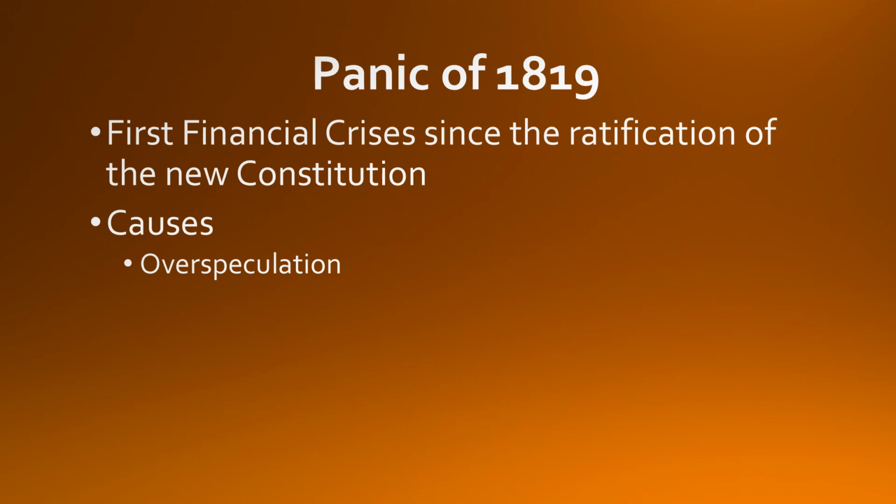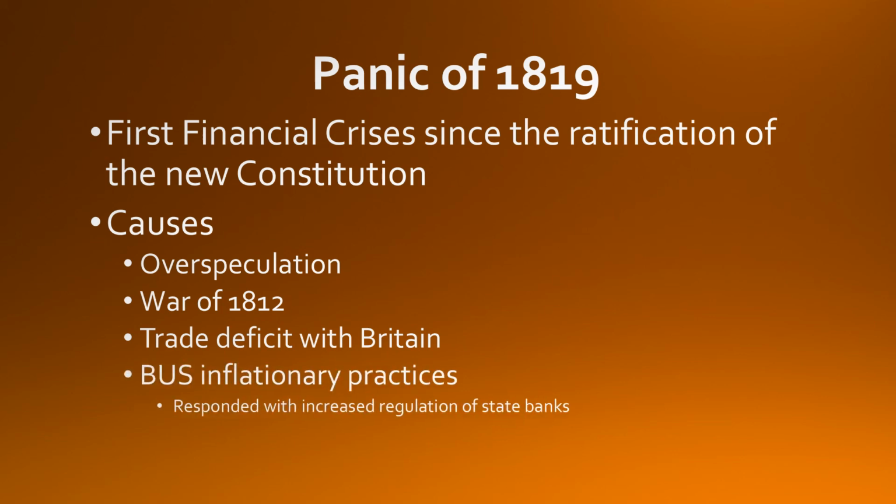Banks have been overspeculating on frontier lands, especially the Bank of the United States, and as a result, once the panic hit, these lands are not going to be worth as much as the mortgages that were owed on them. Furthermore, inflation from the War of 1812 and an economic drop-off after the war resulted in a vulnerable economy. And the fact that the British flooded us with cheap goods led to a trade deficit with Great Britain. Finally, this was an era of general inflation, and the Bank of the U.S.